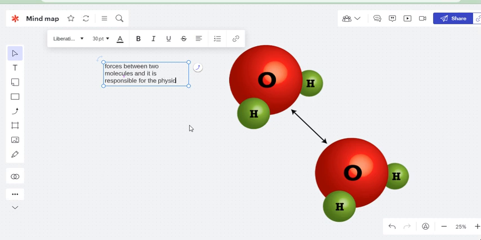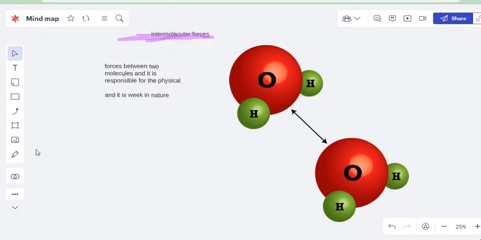However, it is weak. It is not strong. It is weak in nature, and by providing the temperature, it usually breaks down.